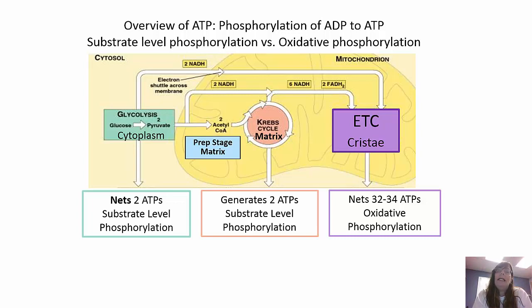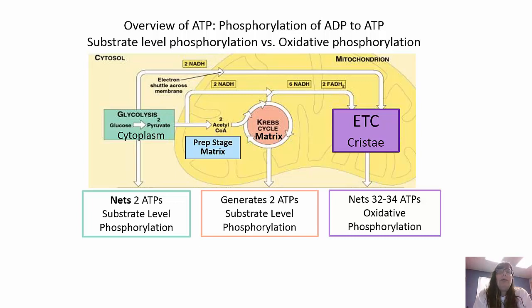So just like we had NADPH in photosynthesis, now we have NADH. It's an electron carrier. So it carries electrons and hydrogens. And as you can see in the picture here, it's going to carry them all the way over to the electron transport chain.